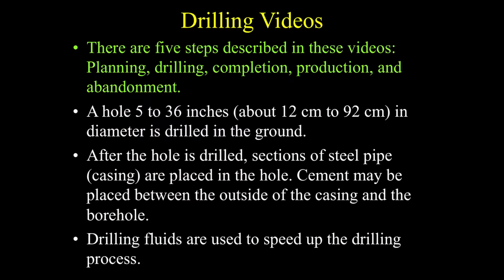There are 5 steps described in these videos. You have planning, drilling, completion, production, and abandonment. A hole 5 to 36 inches in diameter is drilled in the ground. This is called a borehole. After the hole is drilled, sections of steel pipe called casing, slightly smaller in diameter than the borehole, are placed in the hole. Cement may be placed between the outside of the casing and the borehole. Drilling fluids are used to speed up the drilling process. Let us review some of these steps in detail.